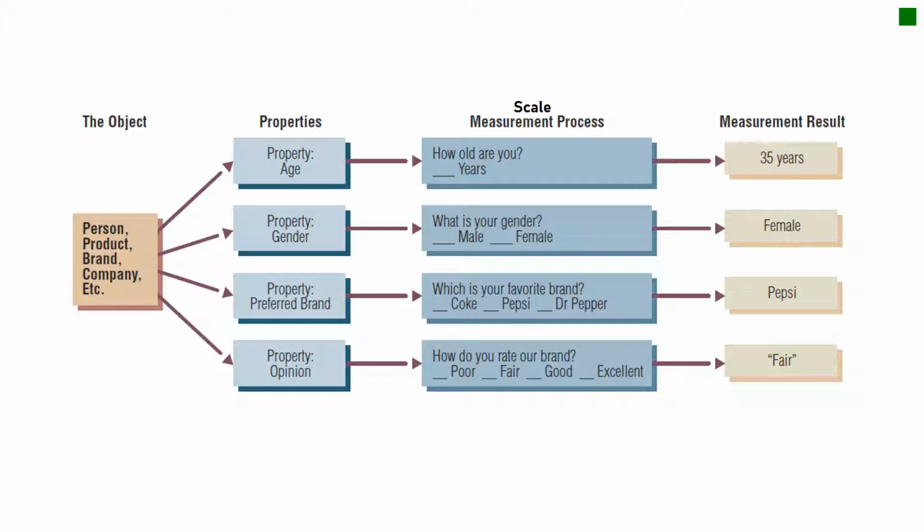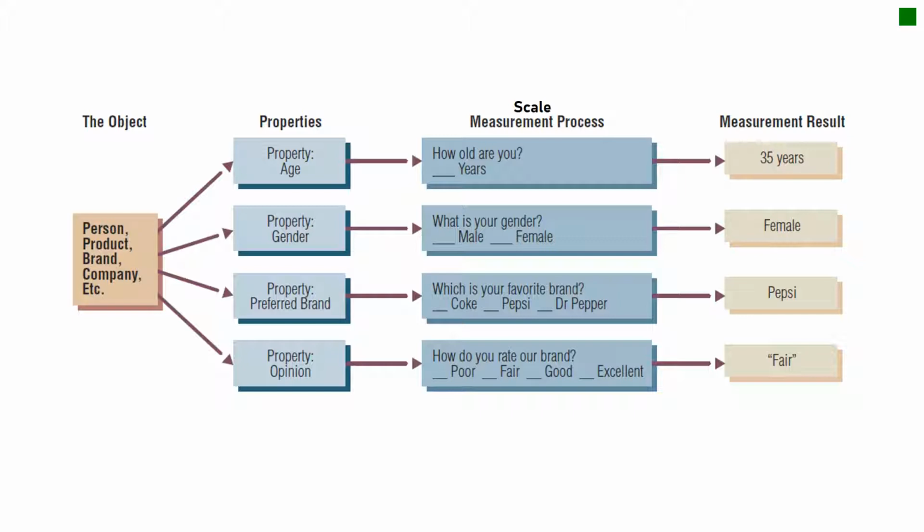As an illustration, we have this diagram, this kind of flow of items. We have the object that's under investigation, which would be our subjects that we're studying. Then we have different properties. In this case, we have the property of age, gender, preferred brand, and then some type of opinion. And that opinion would be a subjective property. Age and gender for sure would be objective. Preferred brand would probably be something subjective, although it can be measured in an objective way.